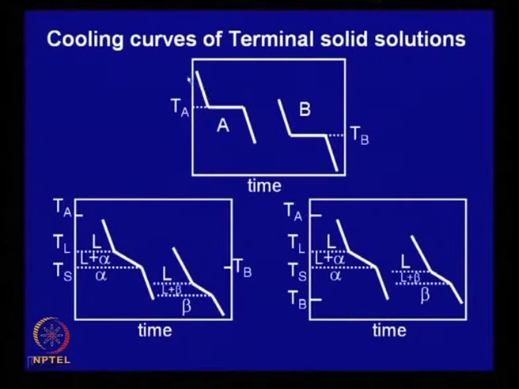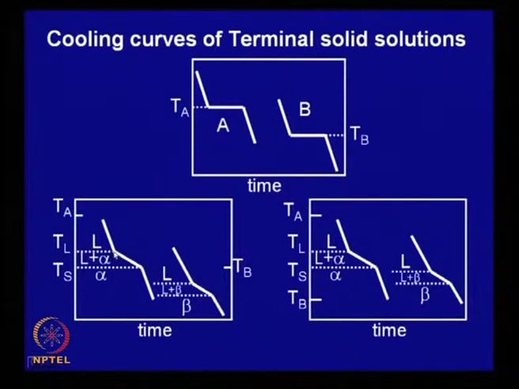So, if we consider the cooling curves of metals A and B, the pure metals solidify at a fixed temperature, that is T A, and if you draw the ideal cooling curve it will have a behavior something like this. In case of B it is like this, and here T A is greater than T B. Now, let us take up cases of two terminal solid solutions. One is rich in A, another rich in B, and we looked at isomorphous systems and solid solution alloys. They have a characteristic cooling curve which is shown over here.